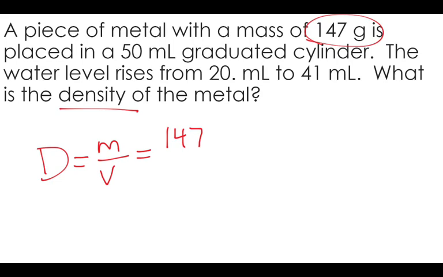It was placed in a 50 mL graduated cylinder. The water level rises from 20 to 41. So which of those is my volume? Well, technically none of them are. When we're reading this, we place that piece of metal into 20 milliliters of water, and that caused it to go up to 41 milliliters. So the volume of our metal is the amount of volume that we added to that graduated cylinder. So in order to get from 20 to 41, we added 21 milliliters. So the volume of our metal, whatever weird shape that metal was, is 21 milliliters.